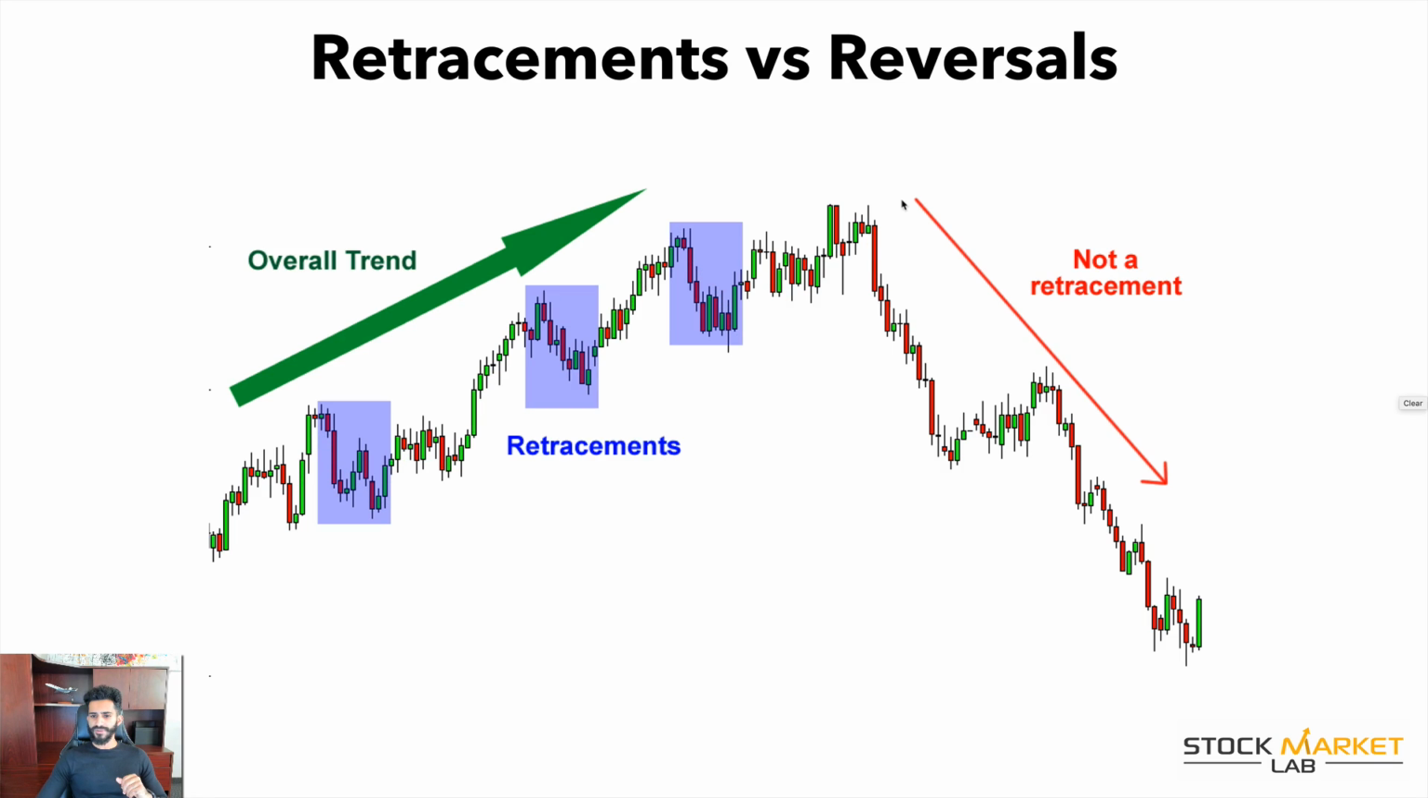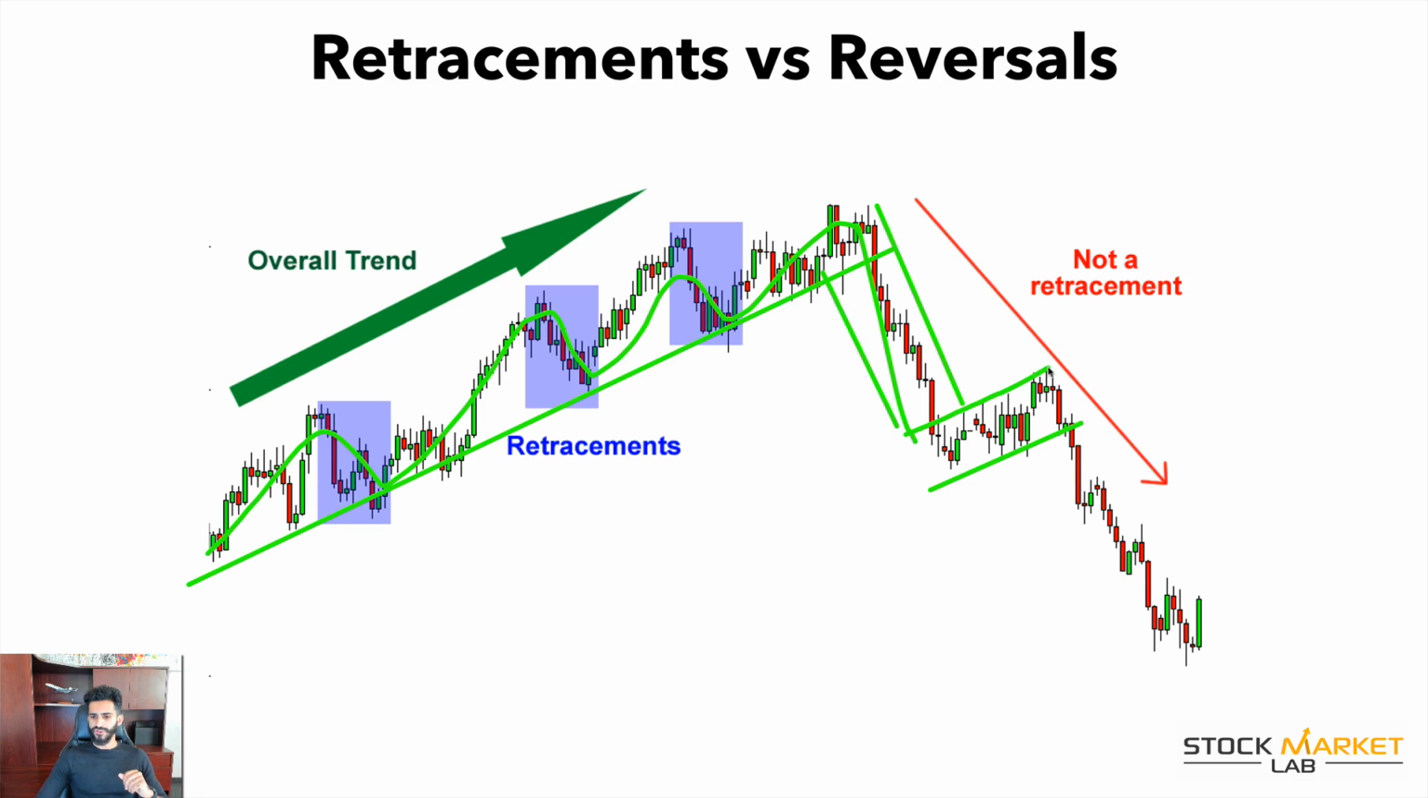This right here is not a retracement. This is a sell-off. This is a reversal. The uptrend that you see here is now reversing, and now it's becoming a downtrend. And now in this downtrend, if you look right here, this downtrend now has a retracement. See how it makes a huge move down? Takes a break, retracement, continuation down.